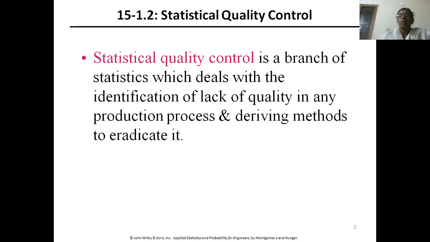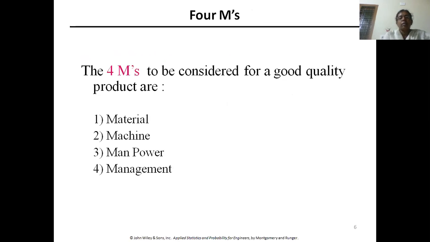Now, what is statistical quality control? Statistical quality control, also known as SQC, is a branch of statistics which deals with the identification of lack of quality in any production process and deriving methods to eradicate it. So there are 4 M's which we have to consider for a good quality product. What are these 4 M's? Material, machine, manpower, and management. So these are the 4 M's we consider for a good quality product.